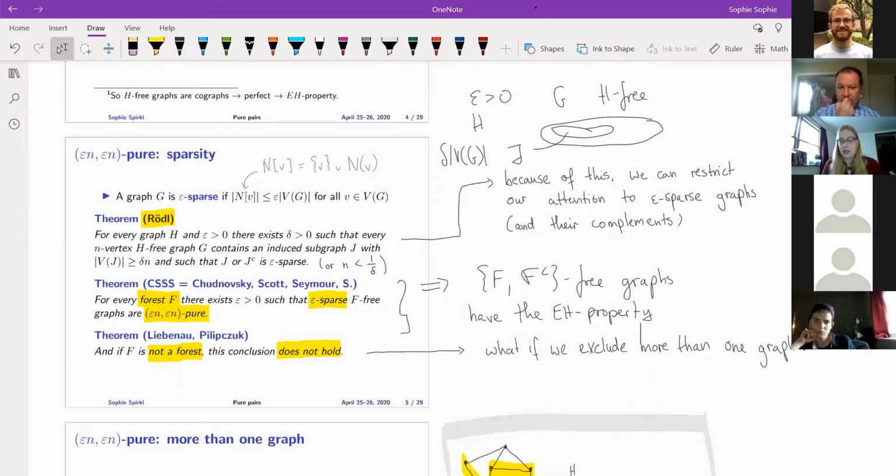So what I want to do in this talk is basically look at what else we can say. How can we at least get sort of close to linear and linear? Or what happens if we exclude more than one graph? This is the answer. We know what works for forests, and now the goal is what else can we make work? How can we even get close to this?